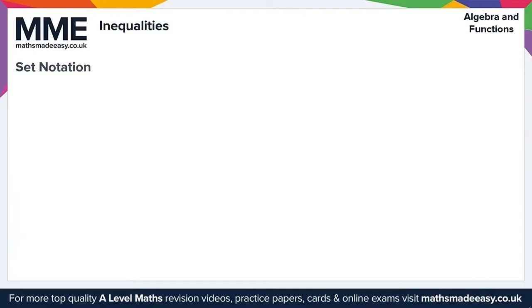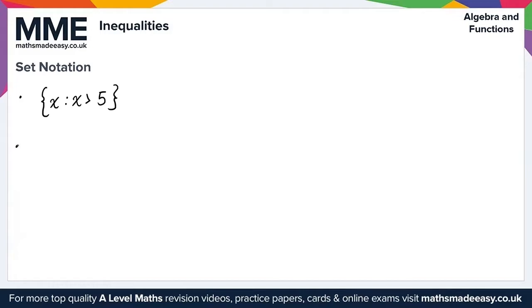To start with, let's take a look at set notation. Now you may be asked to give your answers to inequality questions using set notation, so it will be useful to learn the following. We use curly brackets to represent a set. So for example, let's say we've got the following, {x : x > 5}. The way we read this here is the set of values of x such that x is greater than 5. Okay, so important to note here that we use curly brackets to define a set.